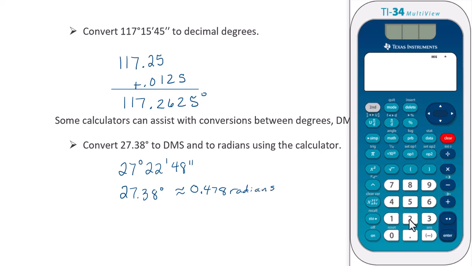So let's double check this. The way that we converted to radians before was 27.38 times pi divided by 180 degrees. And exactly the same measurement comes out in radians if we did it long way on the calculator.